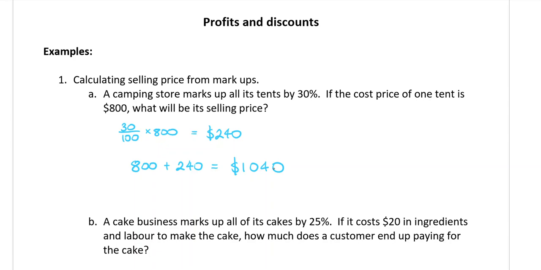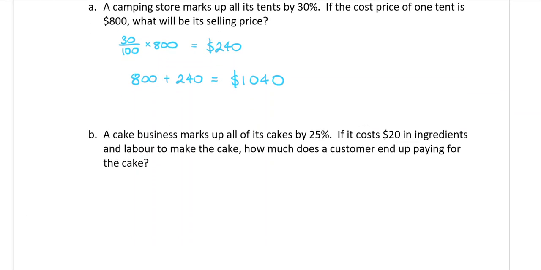Let's do another one that's similar. A cake business marks up all of its cakes by 25%. If it costs $20 in ingredients and labour to make the cake, how much does a customer end up paying? So the 2 steps. Find out what 25% of the $20 is by doing 25 over 100 times by the $20 cost. Type it in.